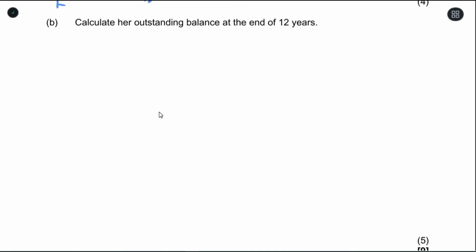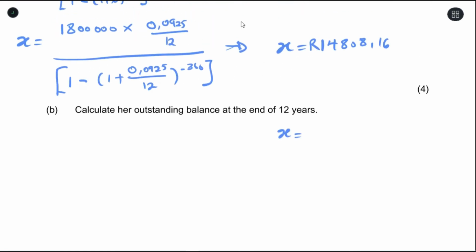That's it. So B asks us to calculate her outstanding balance at the end of 12 years. Now, the outstanding balance is the present value after 12 years. Okay? So if that's the case, we're still going to use the present value formula. Now, there are some things that will still remain the same. Our X would be the same thing we had in the previous question, which was 14,808.16. Our interest rate would also remain the same. So this will be 0.0925 divided by 12.